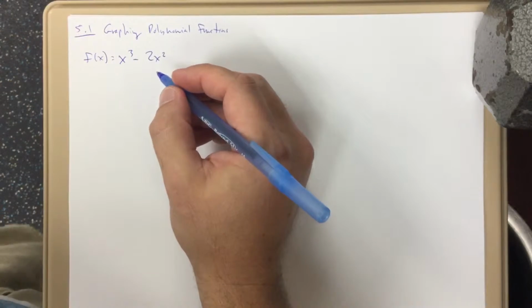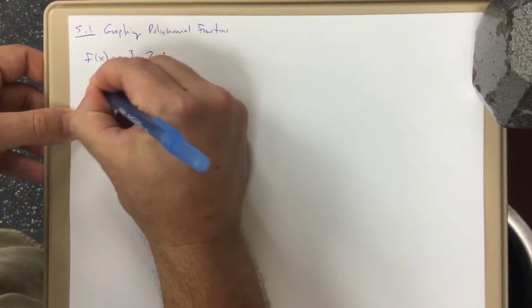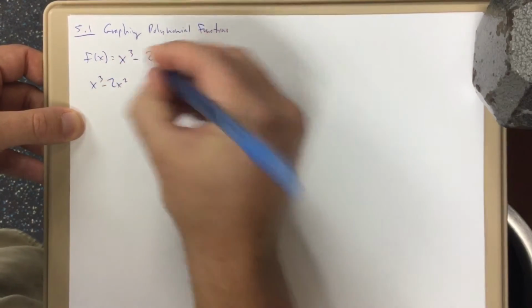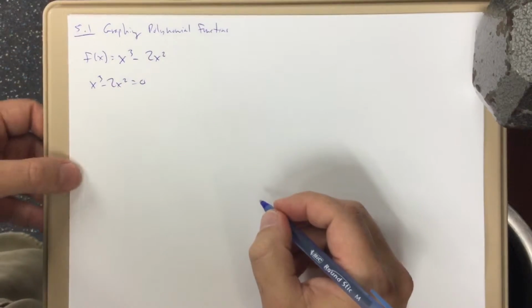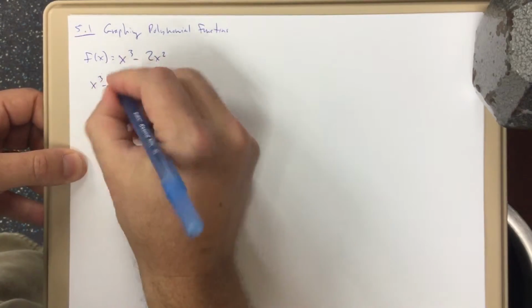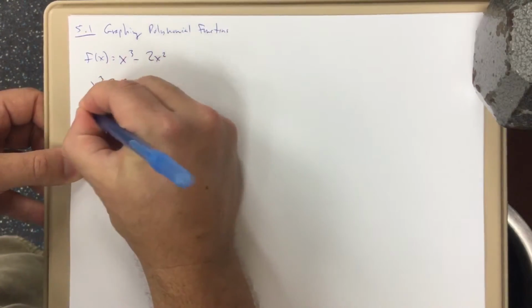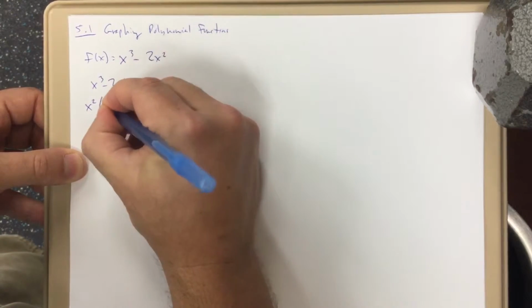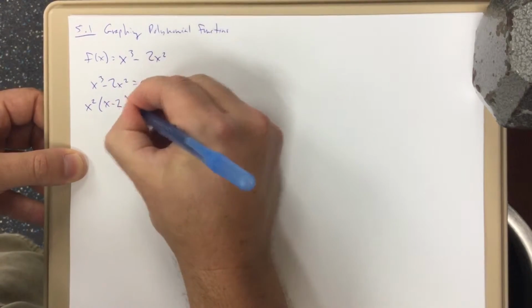First off, let's find the zeros of this thing. So let's do x cubed minus 2x squared equals 0. And then we can factor this out. Looks like we can take out an x squared. So x squared times x minus 2 equals 0.